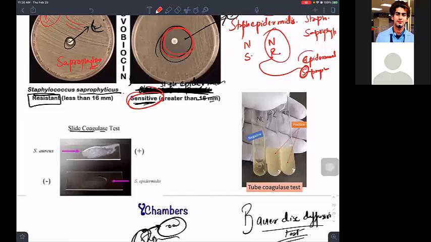And then we said epidermidis. How do you have to remember? Novobiocin sensitive. Is it easy or not? So sensitive is not saprophyticus but epidermidis. You have to remember the opposite, isn't it?